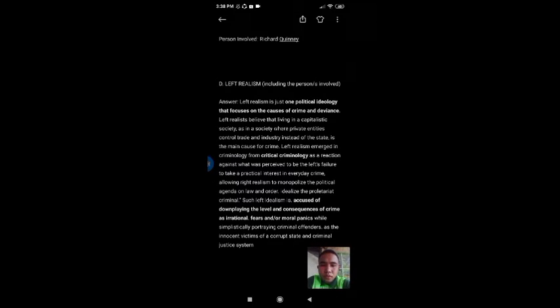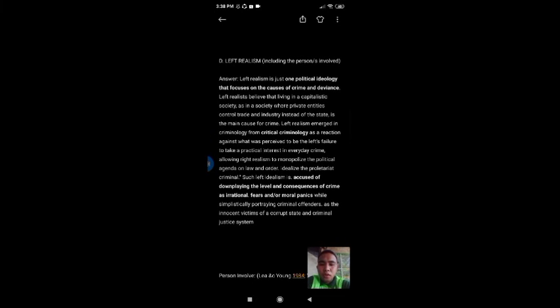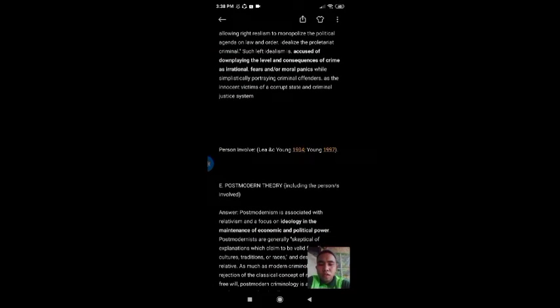Left realism emerged in criminology from critical criminology as a reaction against what was perceived to be the left's failure to take a practical interest in everyday crime. It is also accused of downplaying the consequences of crime as irrational fears and or moral panics, while simplistically portraying criminal offenders as the innocent victims of the corrupt state and criminal justice system. The persons involved with this are Lea and Young 1984 and Young 1997.